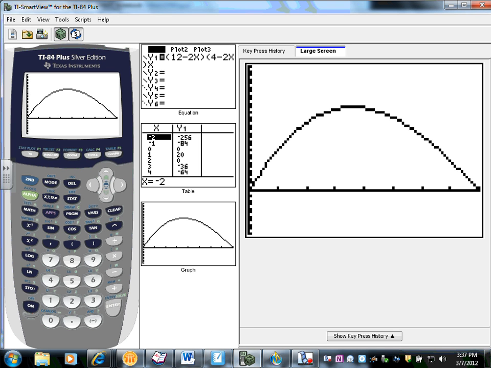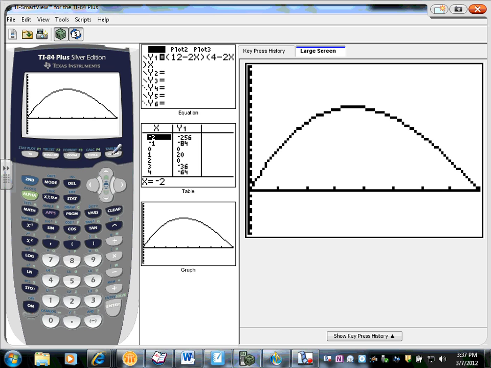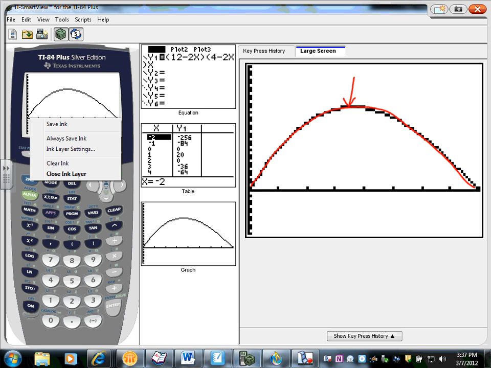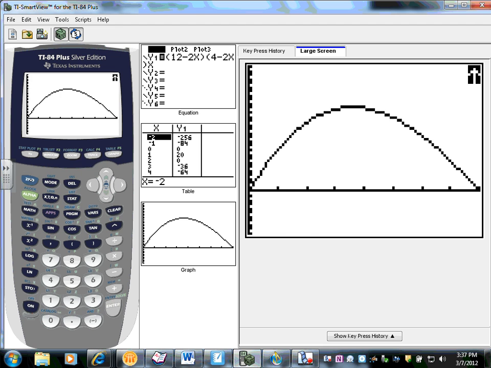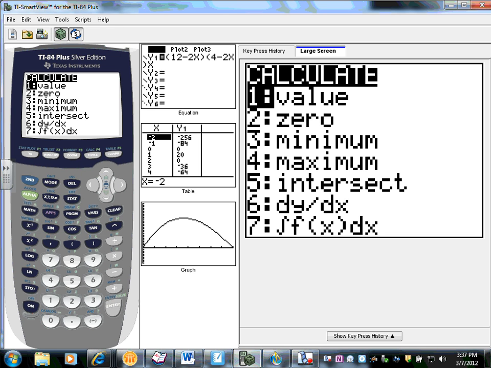Now remember, this is showing the volume as it's increasing and then decreasing, just like we looked at a minute ago on the GSP sketch. We're increasing and then we're decreasing. We want to know what that maximum point is. So we use our calculate menu. So go to second trace, maximum.